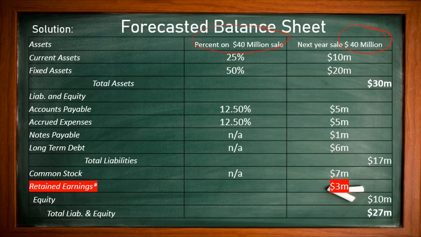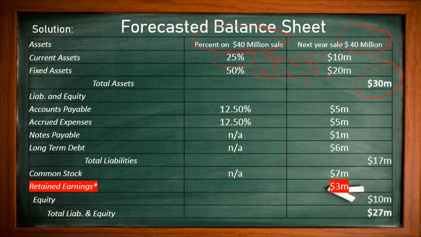So in assets, we have current assets. As we already calculated, the percentage of sales is 25%. We'll apply 25% on 40 million of sales. So 40 million multiplied by 25% gives you 10 million. Same as fixed assets: 40 million multiplied by 50% gives you 20 million. So now total assets become 30 million.